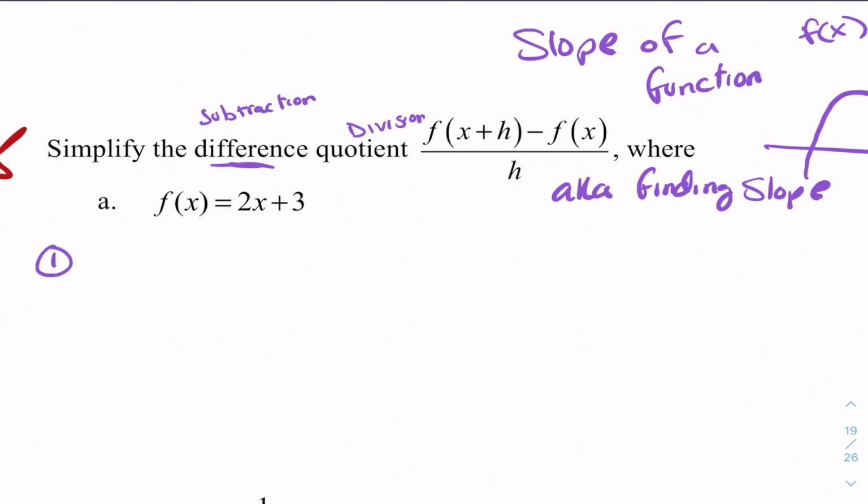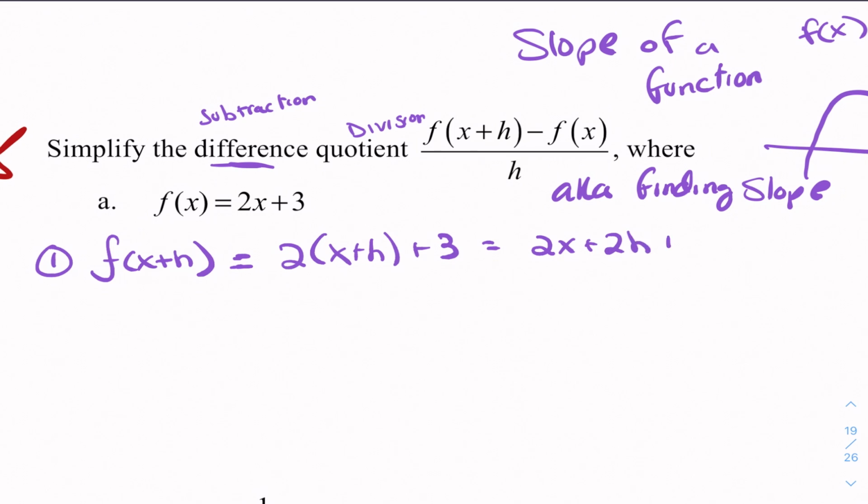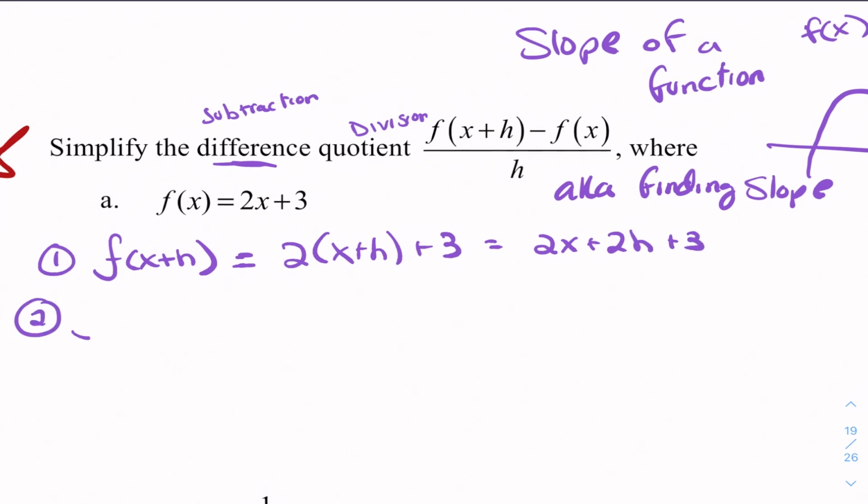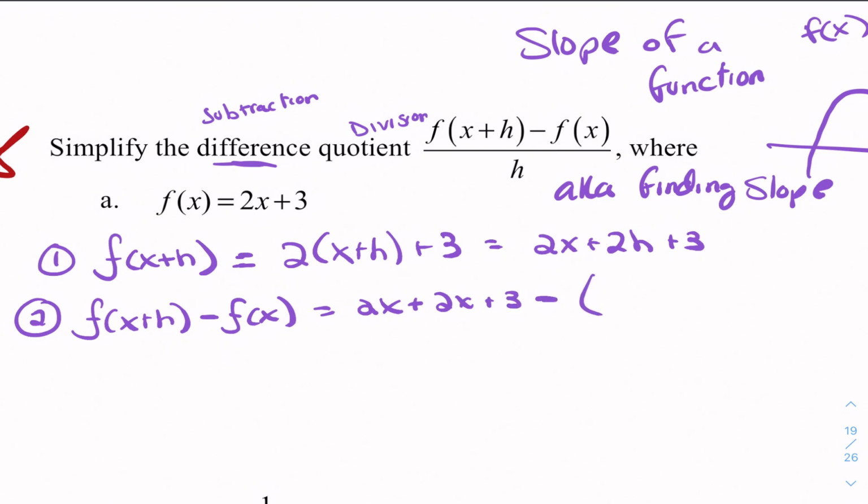Step 1, I want you to find what f of x plus h is equal to. Wherever you see an x, we're going to write x plus h, and then distribute that term. So we'd have 2x plus 2h plus 3. Step 2 is we subtract the original function from what we just found. So I have 2x plus 2h plus 3 minus (2x plus 3). If we distribute that subtraction sign to both terms, I would have minus 2x minus 3.